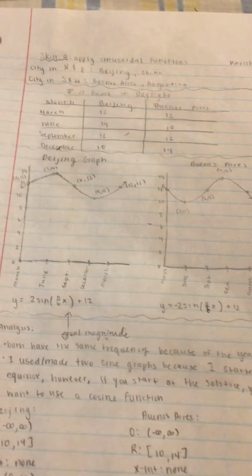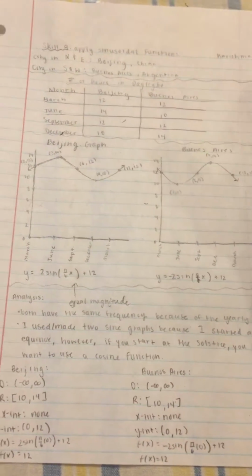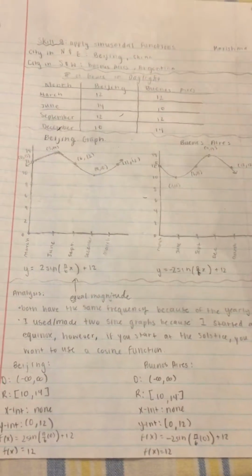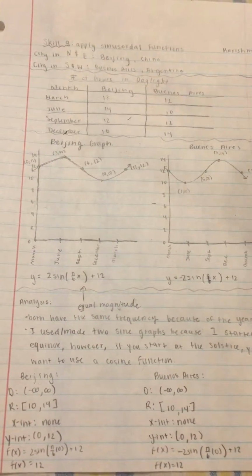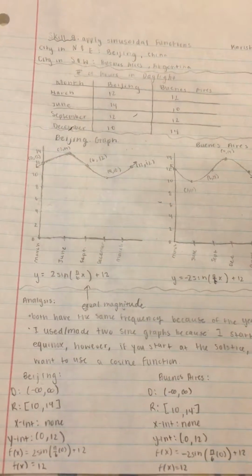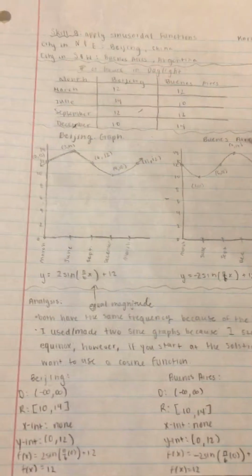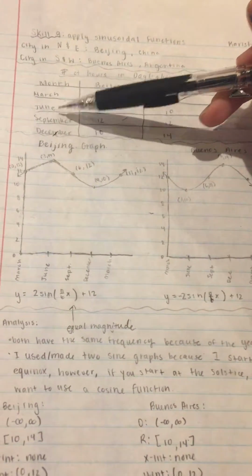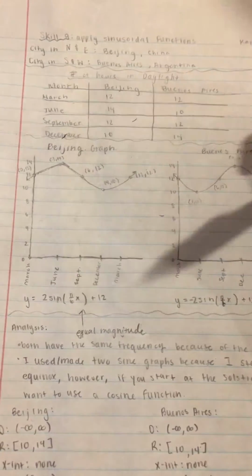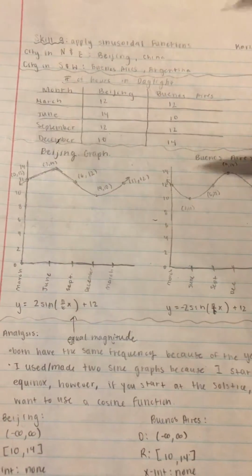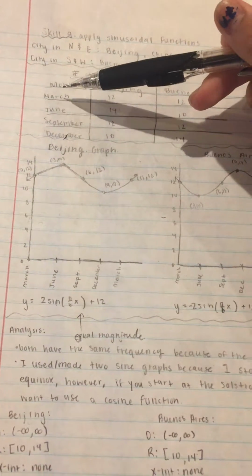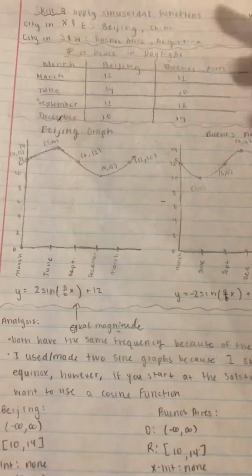is in Argentina. The objective of this problem was to create a sinusoidal function modeling the hours of daylight for each of the cities. In order to create the sine function, I first had to list out the daylight hours in each city during the 4 months of March, June, September, and December. This represents the spring, summer, fall, and winter.